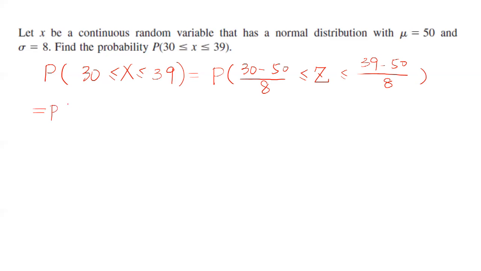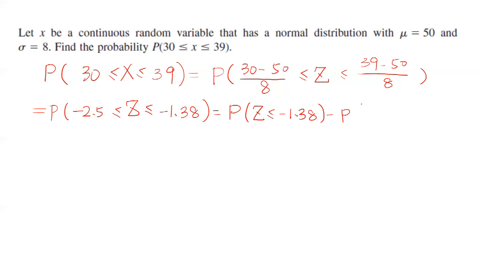And then the probability converted to that z is equal to or more than minus 2.5 and less than or equal to minus 1.38. Then this probability is actually the difference of these two probabilities, which can then be looked up from the SND table.